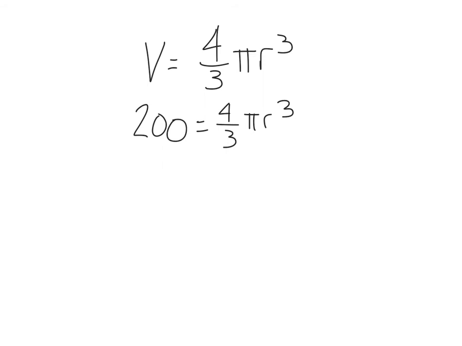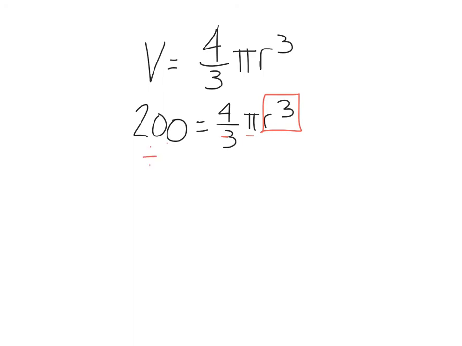So we're going to solve this equation using the same principles, undo everything that's been done to r. So what I've done is I've raised r to the power of 3 first. That comes before multiplication due to BIDMAS. Then I've times by pi and times by 4 over 3. So let's undo those things.